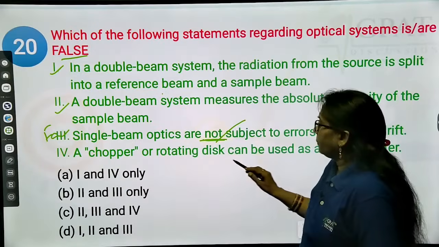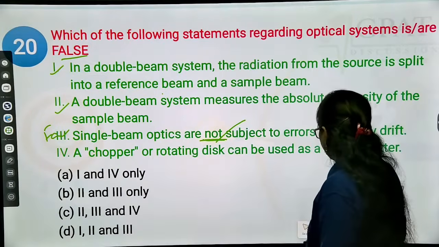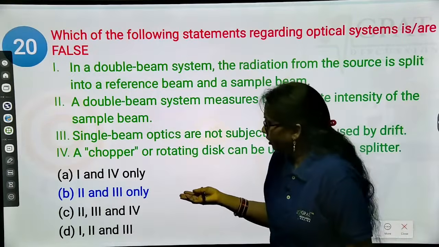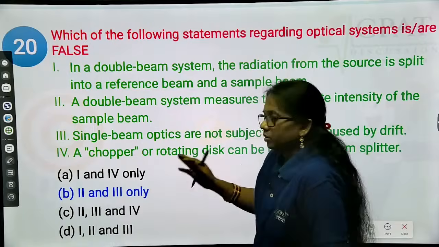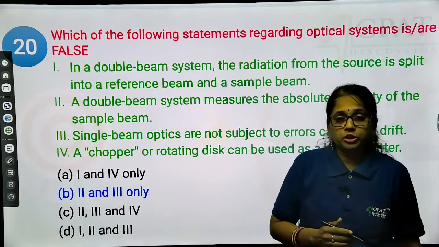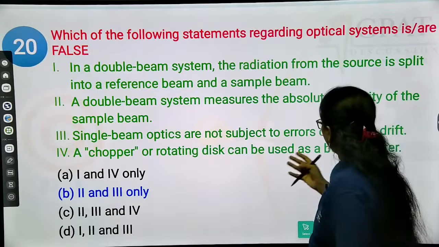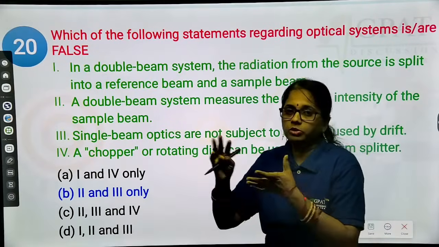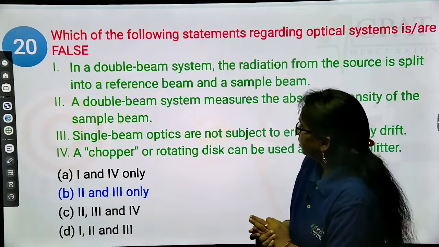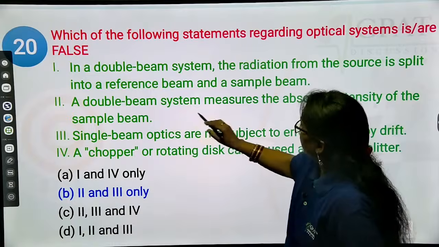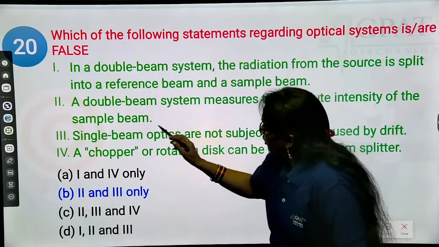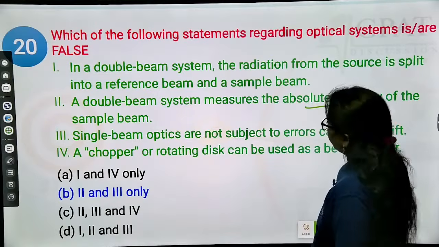Next, a chopper or rotating disc can be used as a beam splitter. Okay. So in case of the hollow cathode lamp, that means atomic absorption spectroscopy, we are going to use the choppers in order to give the radiation as a beam splitter. Okay. So here, the false statement they are telling is that a double beam measures the absolute intensity of the sample beam. This is also actually absolute intensity, it is right.